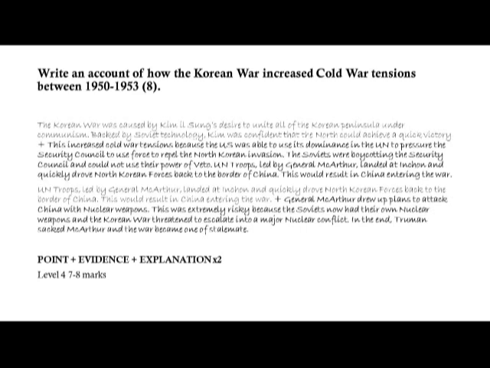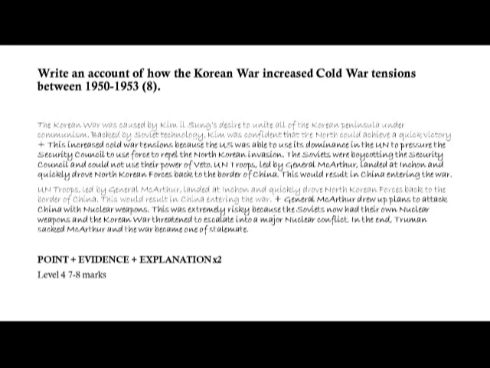How did this escalate Cold War tensions? And this is, if you haven't revised the Korean War for a while, you should remember at the very least that once the UN got involved, the North Korean forces were quickly pushed back, not just in South Korea, but they were pushed back to the border of China. And so there was a change in US strategy.